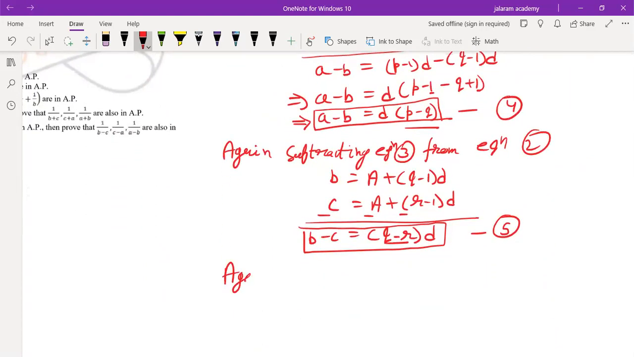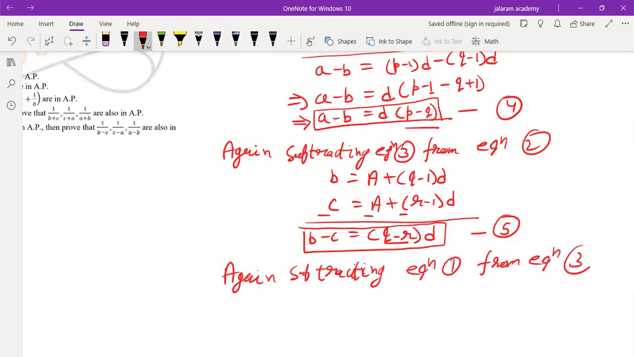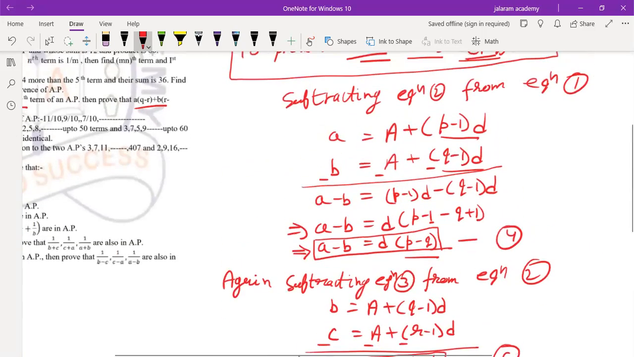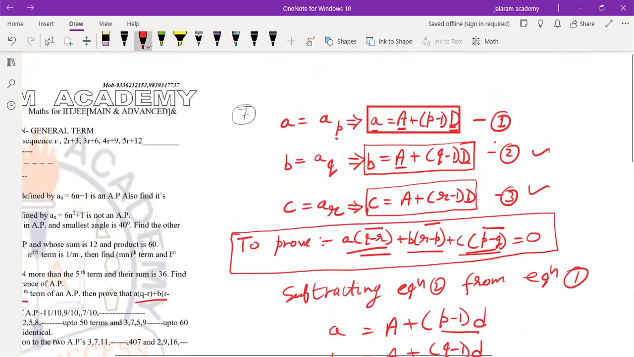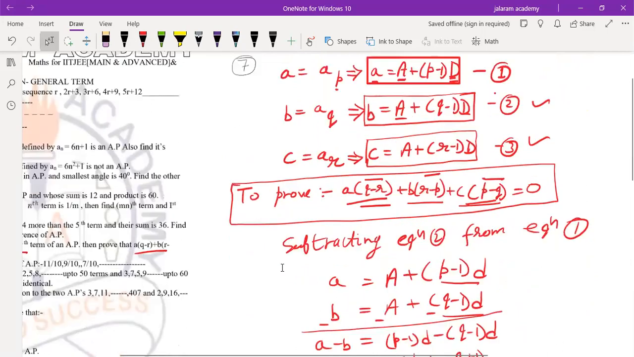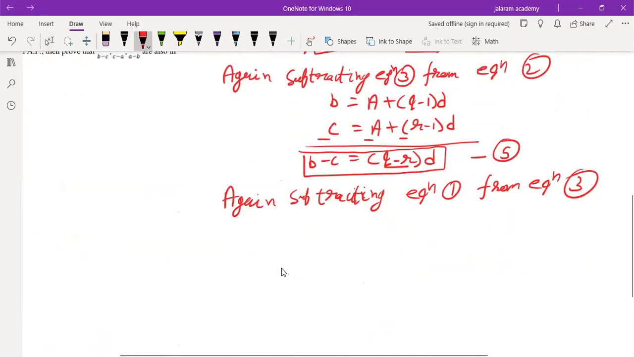And again, subtracting equation 1 from equation 3. So this rule of clockwise is taking place. After A, B, B, C, C, A. So we will subtract equation 1 from equation 3.